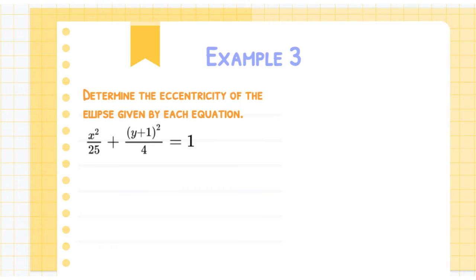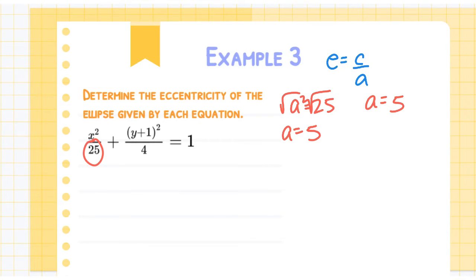Example 3. Once again, we're going to determine the eccentricity of the ellipse given this equation. Recall the formula E equals C over A. We need to first determine A by using the largest denominator, which is 25. So we know that A squared equals 25. Square root both sides and get A equals 5.